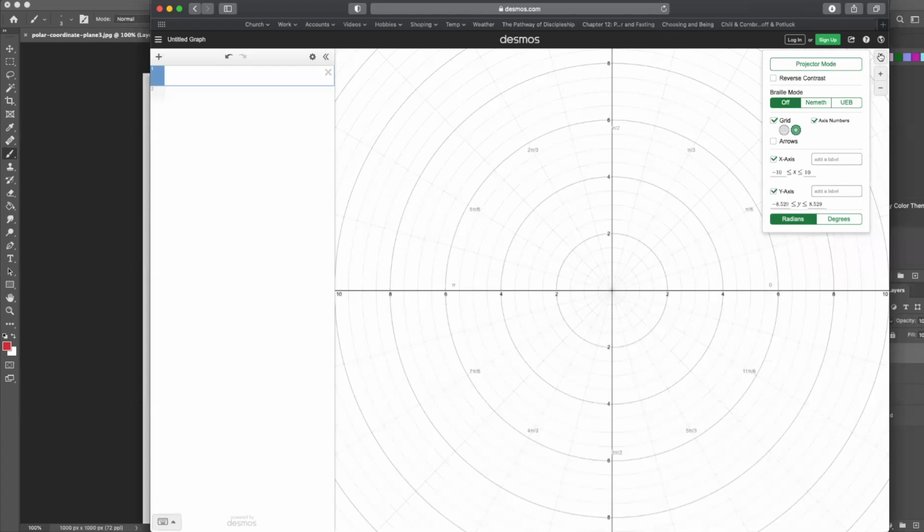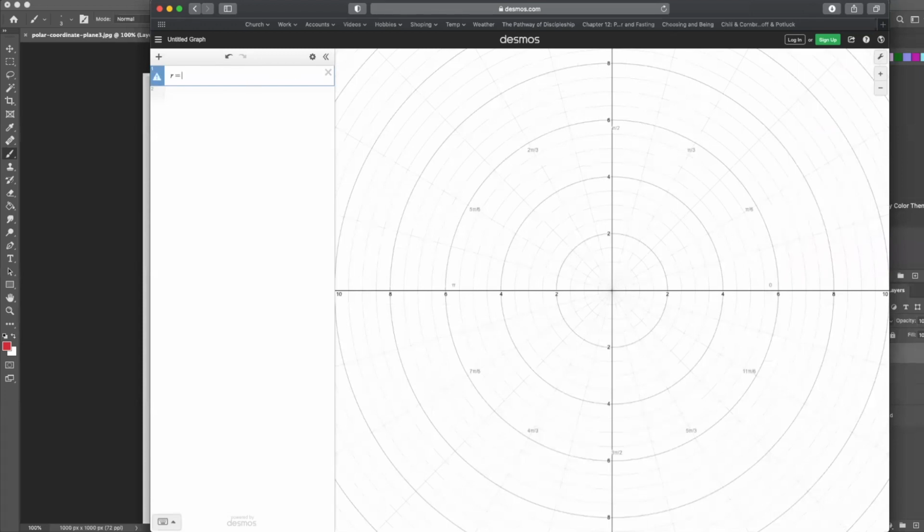Much better looking than mine, right? Second, we're going to type in r equals, and then hit 2 sine, open a parenthesis, and type in theta. And presto, it draws what we need. It does all those calculations, so we don't have to do it by hand.